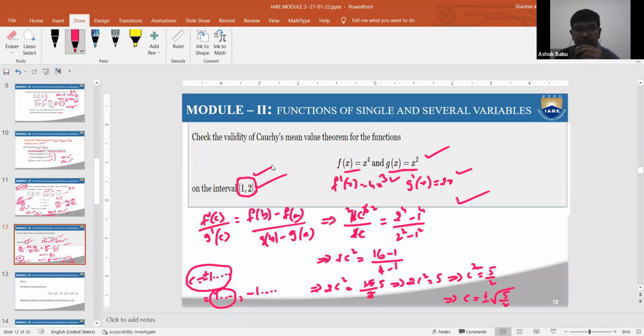Any doubt? Yes. Yes, any doubts here? Emma, any doubts here?